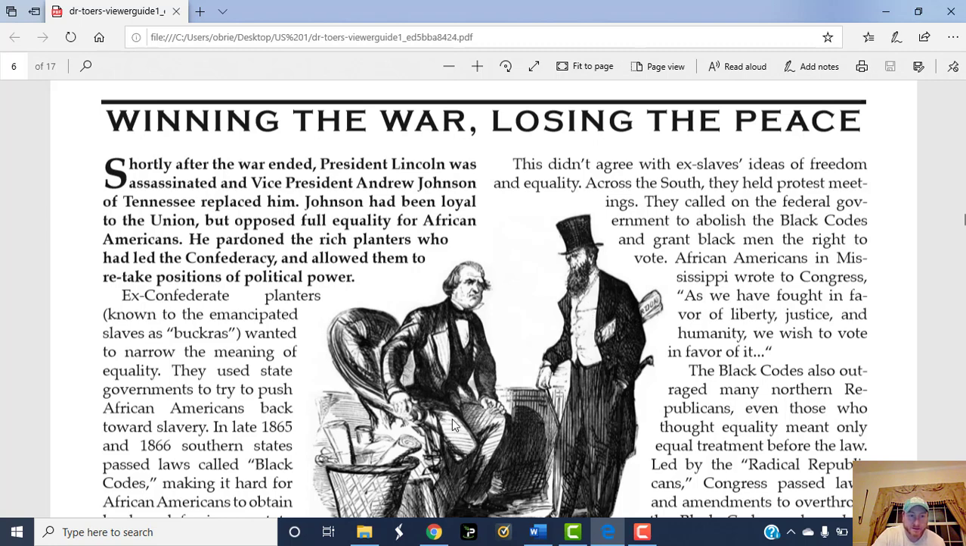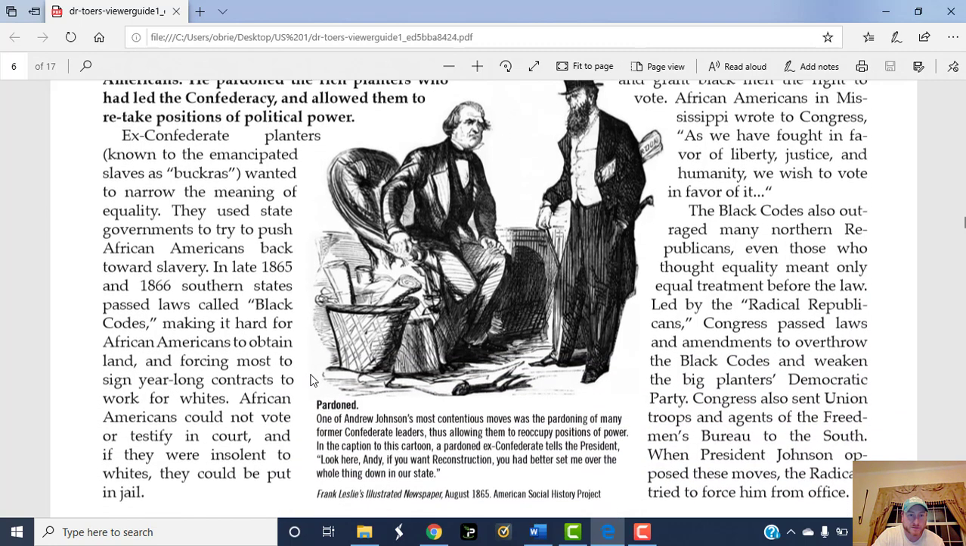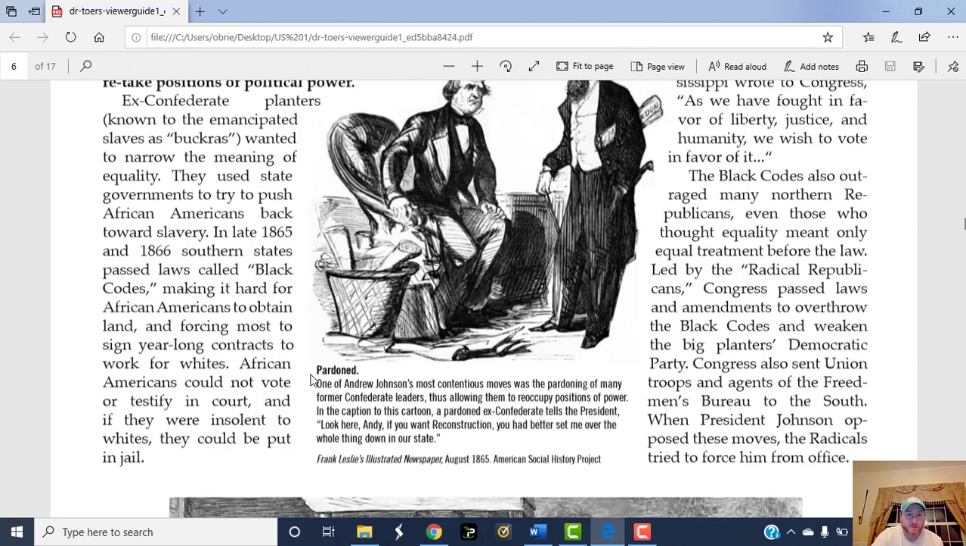All right. So, next paragraph. Ex-Confederate planters, known to the emancipated slaves as buckras, which is a word you'll hear in the video, wanted to narrow the meaning of equality. They wanted to recreate the conditions of slavery. They used state governments to try to push African Americans back towards slavery.